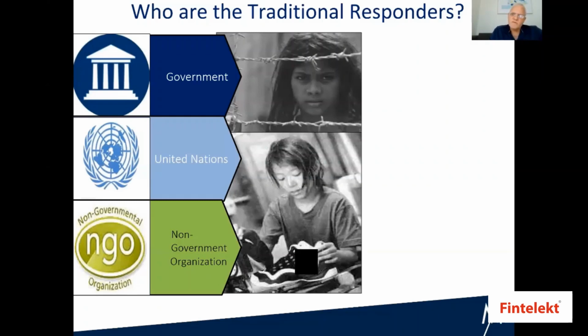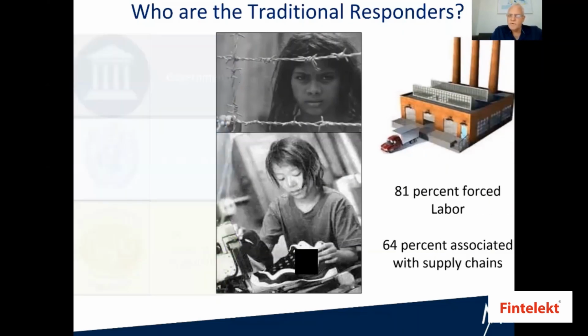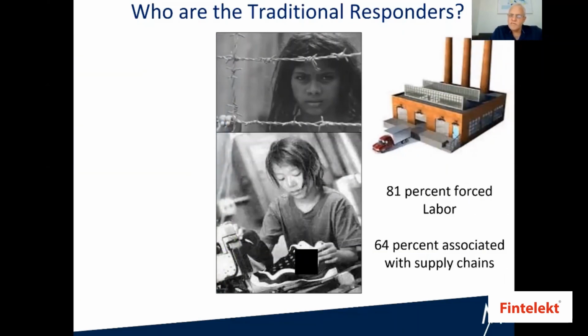But if we go back to the statistics again, out of 40 million people, 81% in forced labor and 64% of them in supply chains, there's somebody else that needs to be involved in this, the private sector.